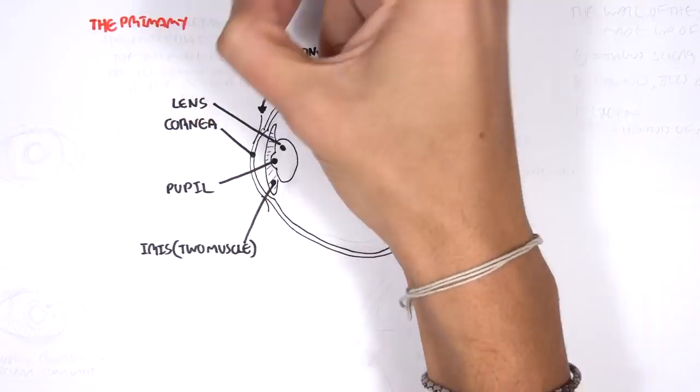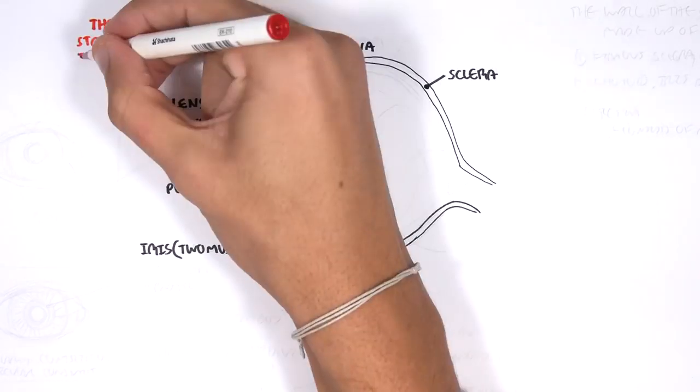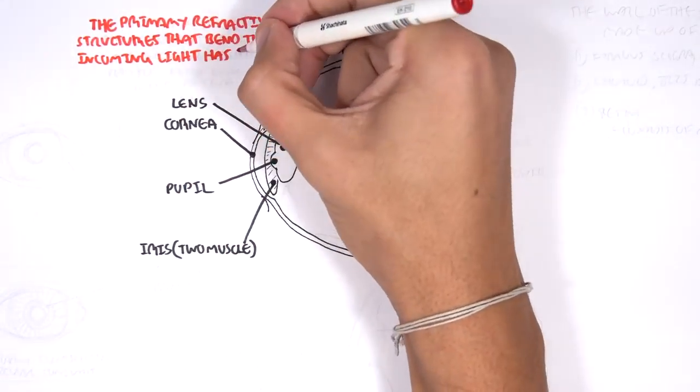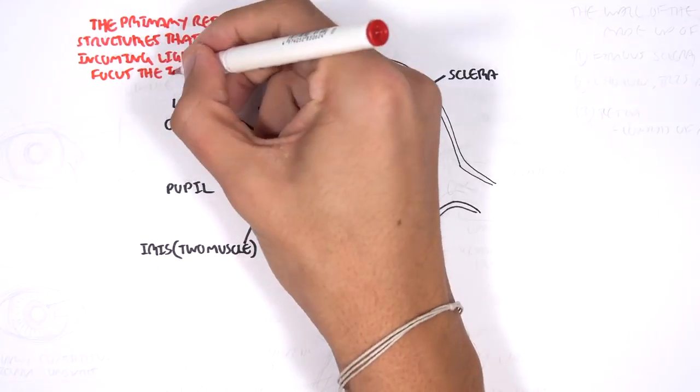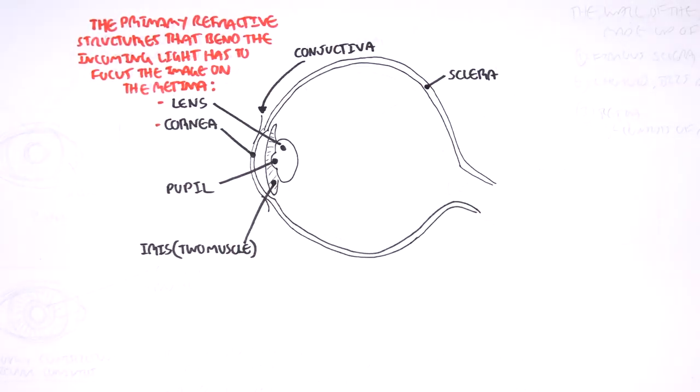The primary refractive structures that bend the incoming light to focus the image on the retina are the lens and cornea. So these are the main structures basically responsible for bending the incoming light to focus on the retina at the back.